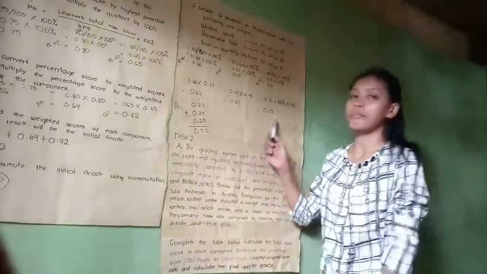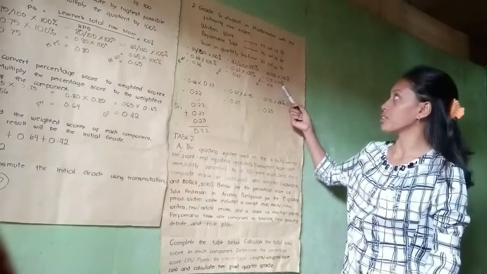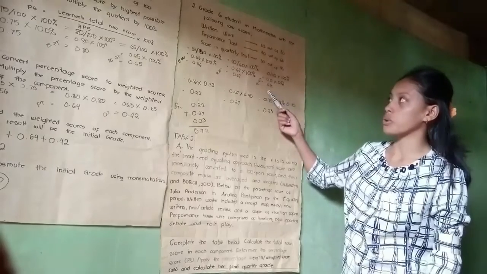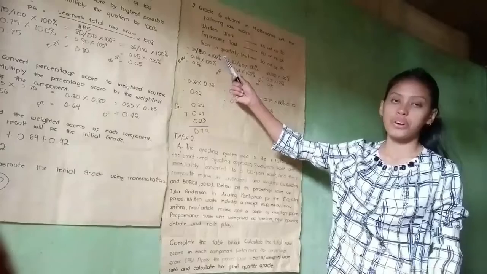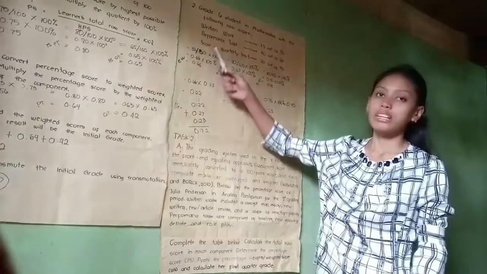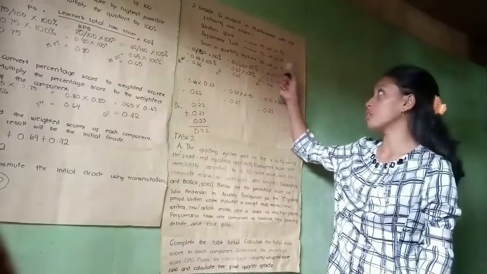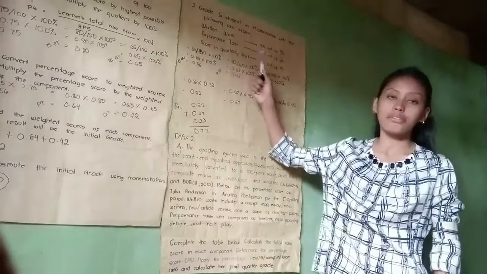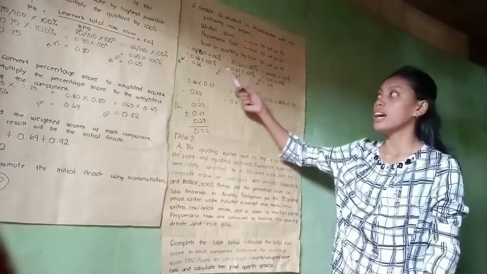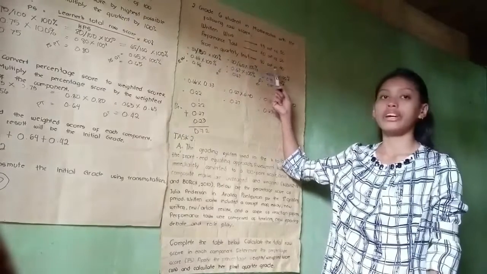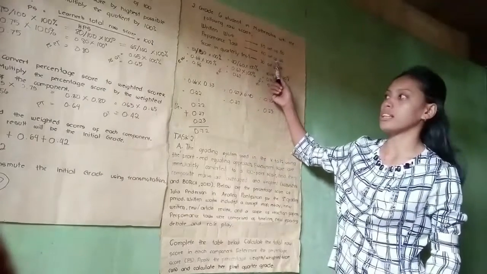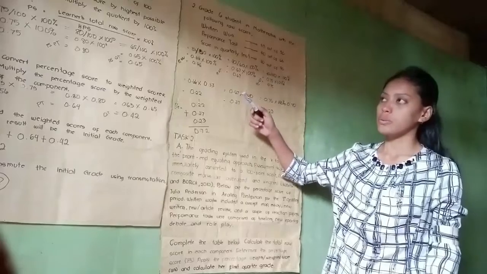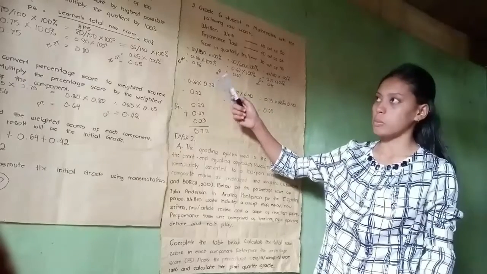Okay, number 2. A Grade 6 student in mathematics with the following raw scores. These are the given: the written works, performance test, and score in the quarterly test. Written work is 33 out of 50. Performance test, 40 out of 60. And in the quarterly test, 30 out of 40. So to get the grade of the student in mathematics, we go first to step 1.